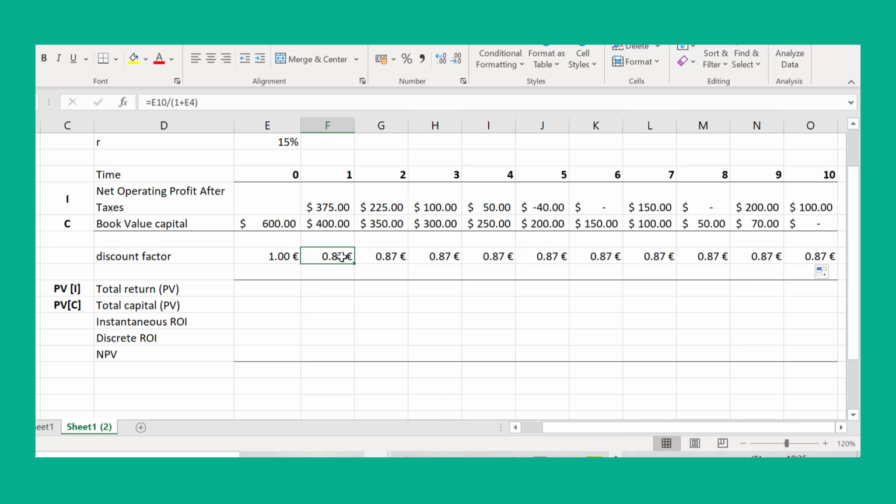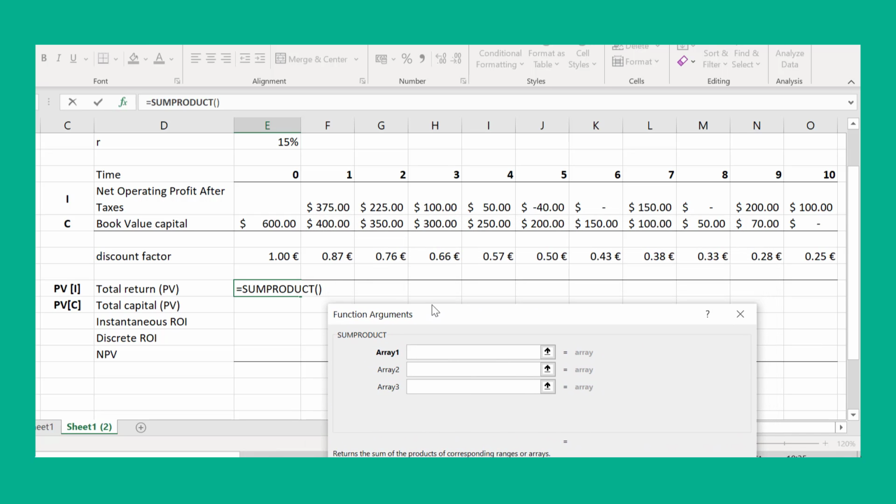Now I've made an error. Yes, I have to fix E4 and then I can copy. Okay, that's correct. Now, as shown in the previous video, we have to calculate the present value of all the incomes, of all the profits. We use the sum product function.